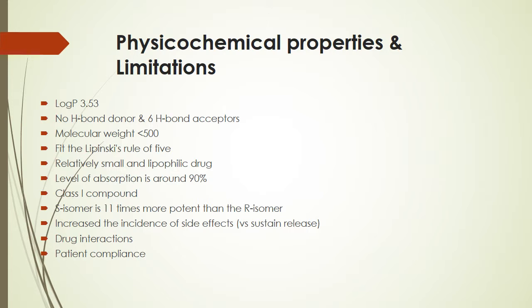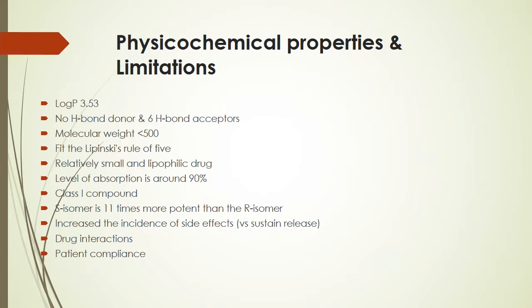The calculated log P of verapamil is 3.53. Molecular weight is around 450 with no hydrogen bond donors and 6 hydrogen bond acceptors. All these physicochemical properties fit Lipinski's rule of 5, which indicates verapamil is a relatively small and lipophilic drug, giving rise to good membrane permeability. Thus, verapamil can go across the small intestine by passive diffusion readily, even though the active transportation is limited by PGP. Overall, the level of absorption is around 90%. Nevertheless, when administered with a PGP inhibitor, the level of absorption of verapamil may further improve.